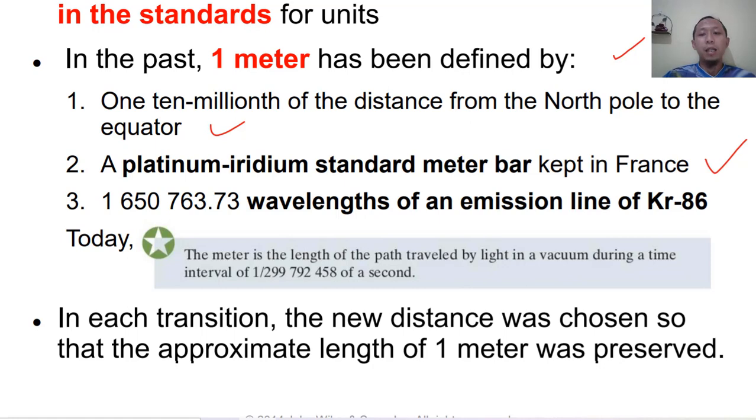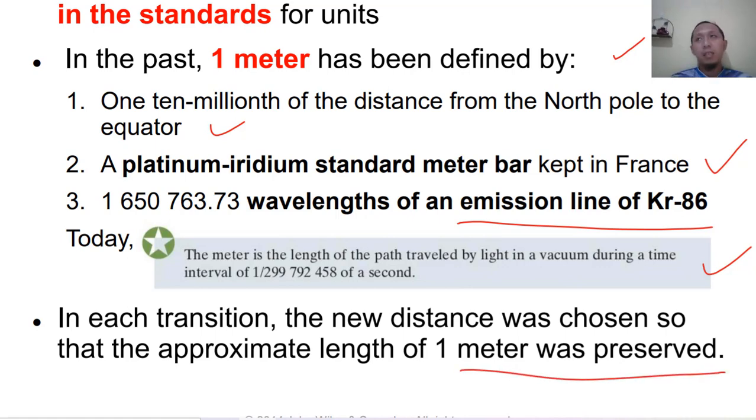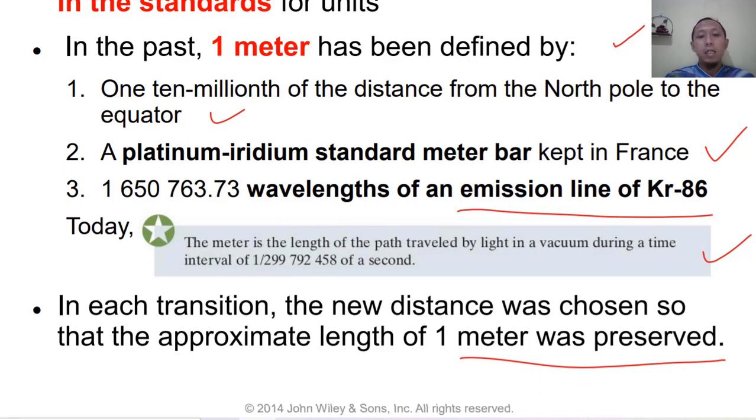1,650,763.73 wavelengths of the emission line of krypton-86. And then today, the meter is the length of the path traveled by light in a vacuum during a time interval of 1/299,792,458 of a second. So we know that 1 meter is like this.